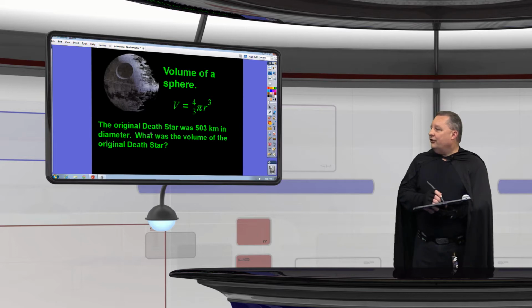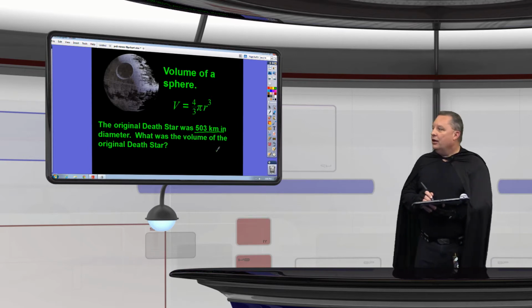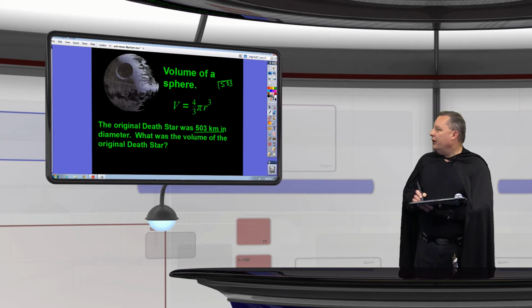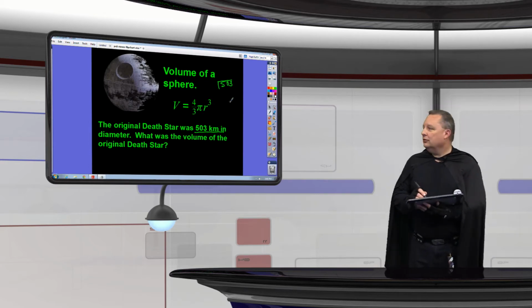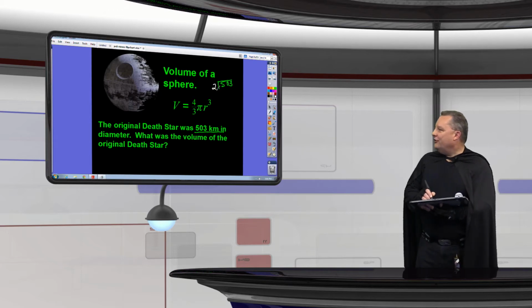So the radius, it tells us in our original information that it was 503 kilometers across. That's the diameter. Well, the relationship of the radius to the diameter is that the radius is half the diameter. So we're going to have to take 503 and divide it by 2. So let's do that. I'm going to change colors here just a little bit to break up the monotony of color. So I'm going to divide that by 2.